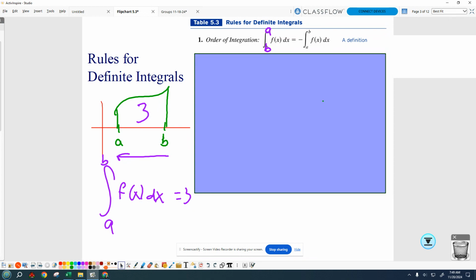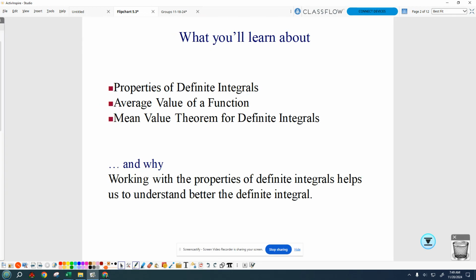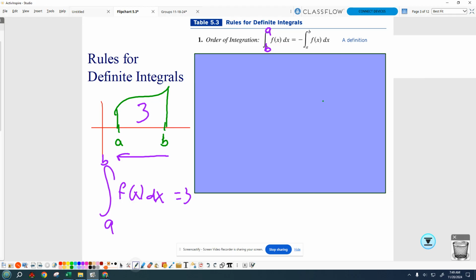F of x right here is a positive y value. Dx, in this case, was positive. So positive times positive gave us positive area. This one, going backwards, B to A, that dx was negative. Make sense? So if you think about these as the geometry of it, the physical, it kind of makes some sense.